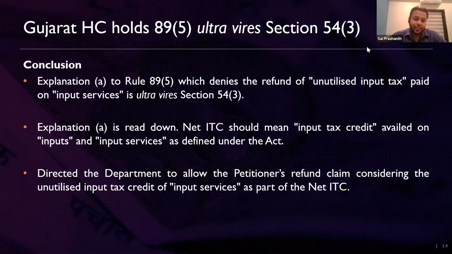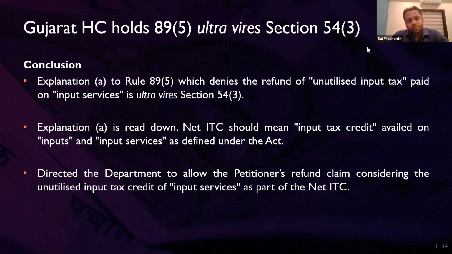Then they said explanation A is read down. They said net ITC should mean input tax credit available on inputs as well as input services as defined under the Act. Then thirdly, since the petition also had a direction to the department as a mandamus petition, they directed the department to allow the petitioner's refund claim considering the unutilized input tax credit on input services as a part of the net ITC.